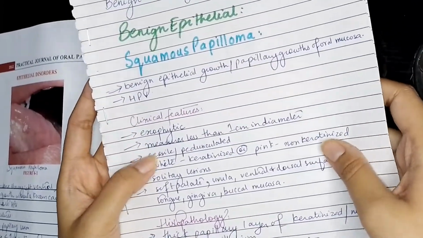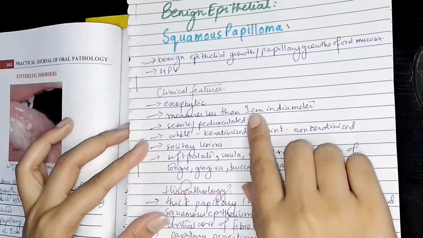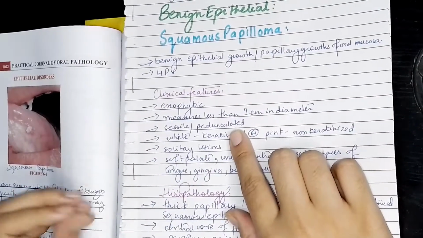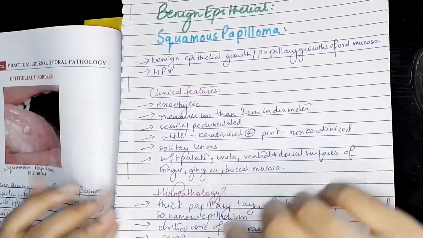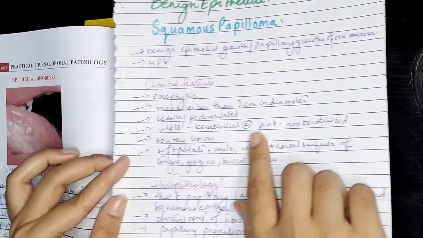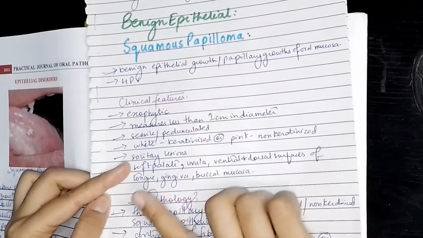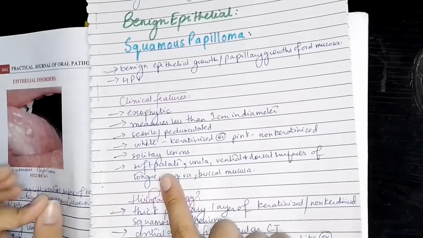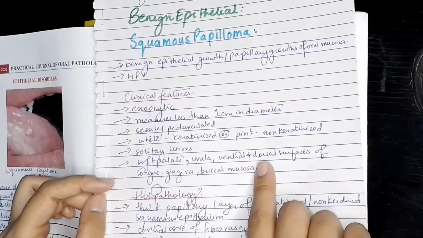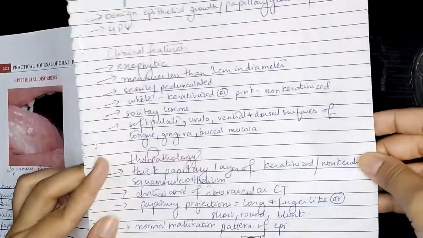Now we come to the clinical features. It is exophytic in nature and measures less than 1 centimeter in diameter. It is sessile or pedunculated, which means it may be connected with a stalk or may not have a stalk. If it is keratinized, it will be white in appearance, and if it is non-keratinized, it will be pink in appearance. It occurs as solitary lesions and not as clusters. Its main locations will be the soft palate, uvula, ventral and dorsal surfaces of the tongue, the gingiva and the buccal mucosa. What will its histopathology show us?